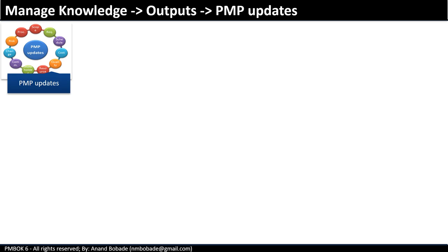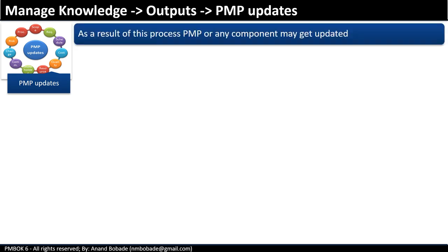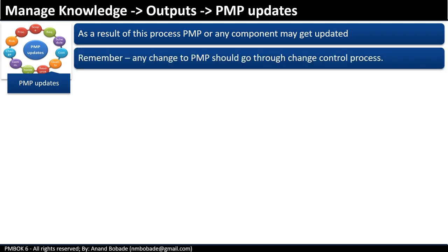Project management plan update. The project management plan or any component may get updated as a result of the manage knowledge process. For example, some knowledge management tools might be performing well, then you may update the knowledge management plan to emphasize these activities or these tools. Remember that any changes to the project management plan should always go through the change control process.